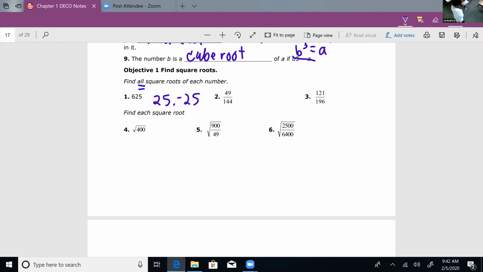Now, how do you take the square root of a fraction? Yeah, you're going to take the square root of the top and the square root of the bottom. So you can think of this as the square root of 49 over the square root of 144. So I'm going to get the fraction 7 over 12, but we said because it's all square roots, I need positive and negative. A little shortcut for that is you can put this little plus or minus sign in front. That's a shortcut way of saying we need both the positive and the negative. Okay, now let's see if you can figure out what it's going to be on 3. 121 over 196.